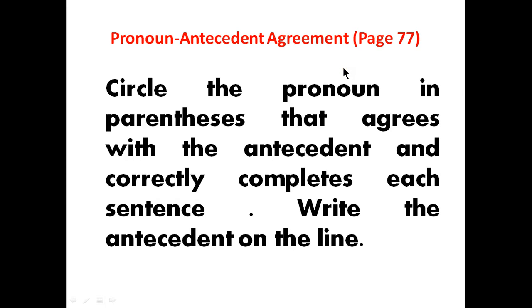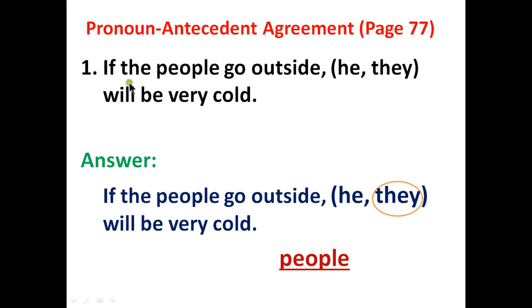On page number 77, you are going to circle the pronoun in parentheses that agrees with the antecedent and correctly completes each sentence. Write the antecedent on the line. Number 1, page 77. If the people go outside, they will be very cold. Now people is a plural noun, so I cannot say he to describe people. That will be wrong. So the antecedent will be people. Please write people on the line and circle they.